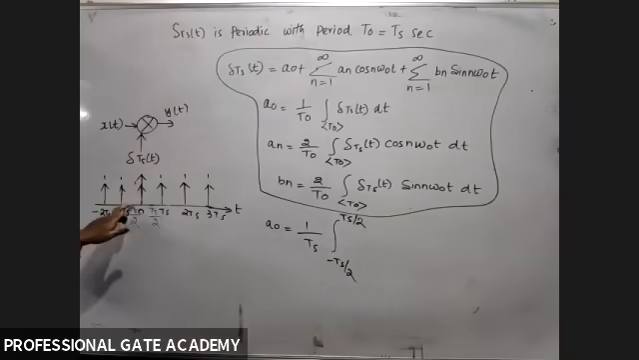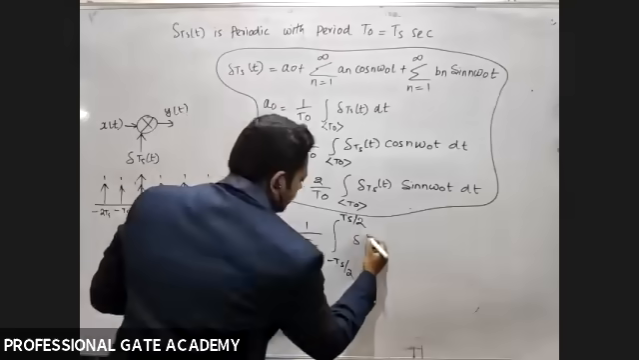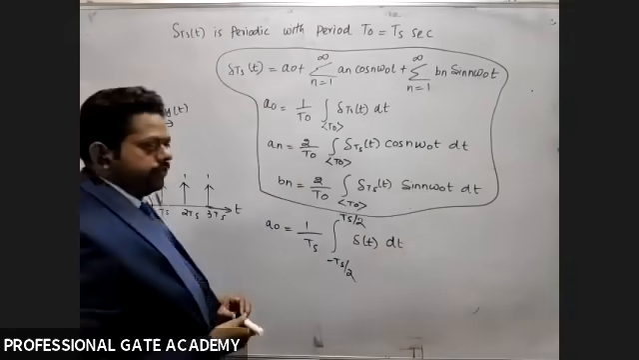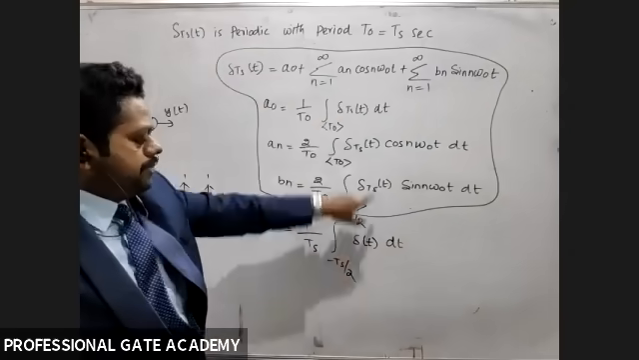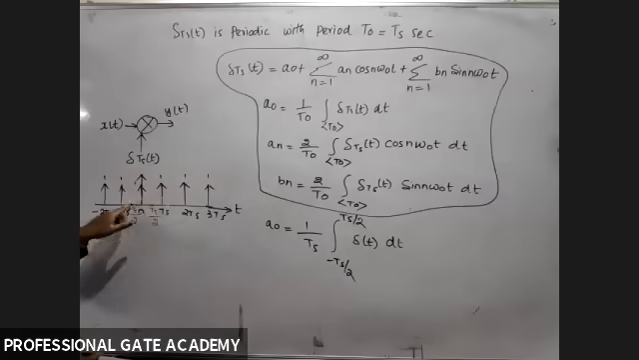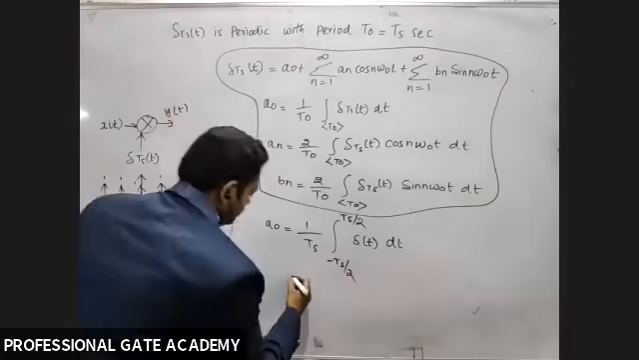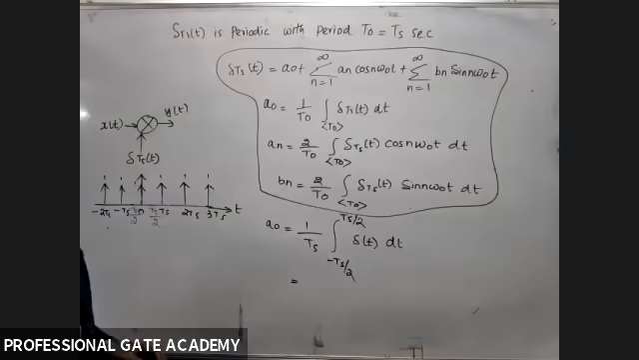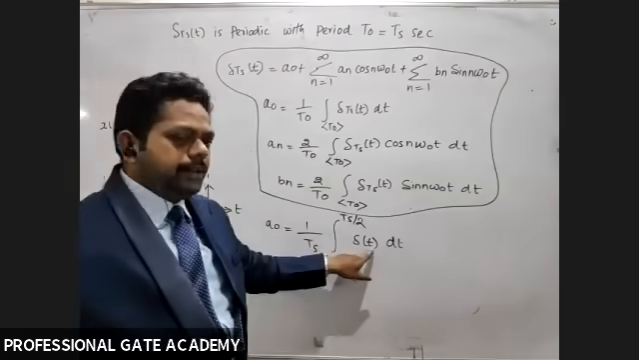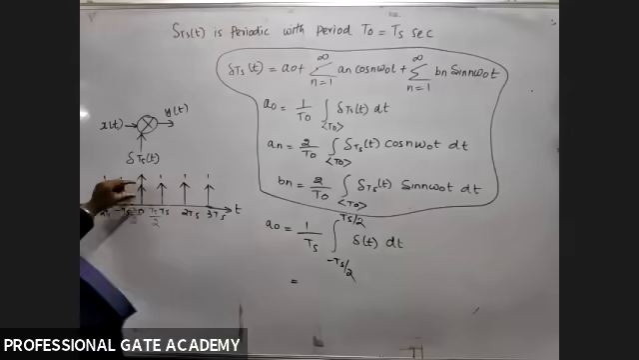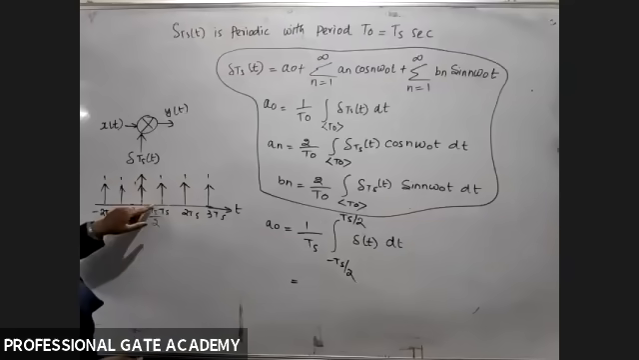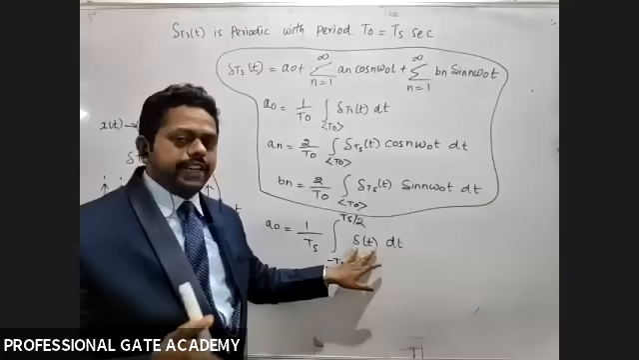So from minus Ts by 2 to Ts by 2, what do we have? We have one impulse. That is nothing but δ(t) dt. So δTs(t) is replaced by δ(t) for the limit minus Ts by 2 to Ts by 2, because this is even symmetry. Now, what is the area of the impulse function? This is one impulse function from minus Ts by 2 to Ts by 2. The area of an impulse function is always 1. So this integral is replaced by 1.